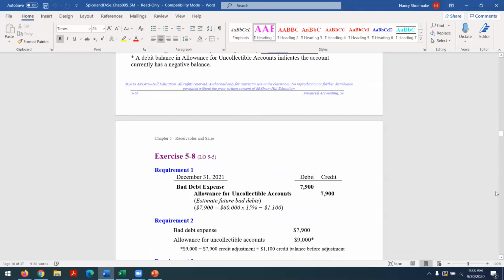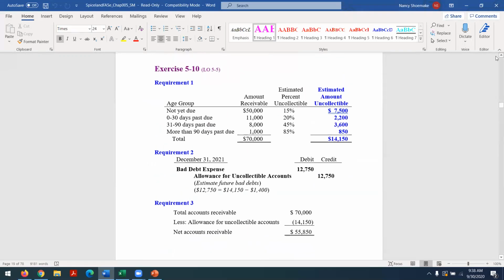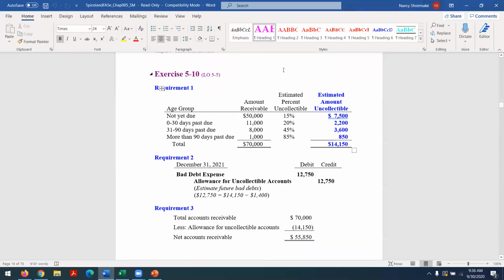Okay. So what we're going to do here is, first of all, determine the estimated amount uncollectible. 50,000 times 15% is our 7,500. 11,000 at 20% is our 2,200. Then we've got 8,000 at 45% is 3,600. 1,000 at 85% is 850, for a total of 14,150. That is what we want our ending balance to be.